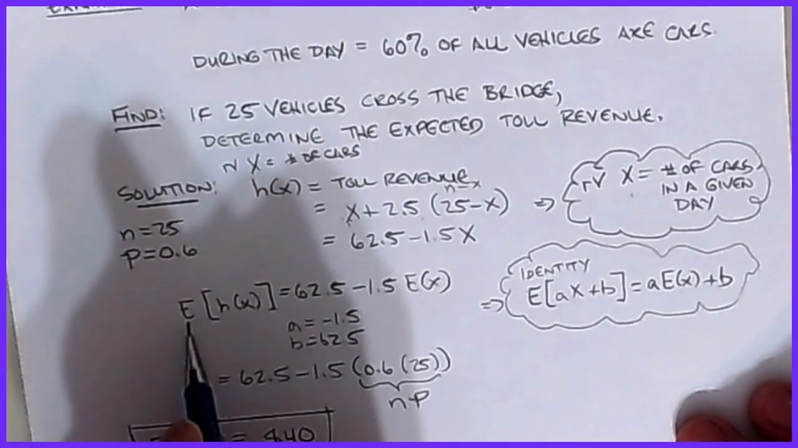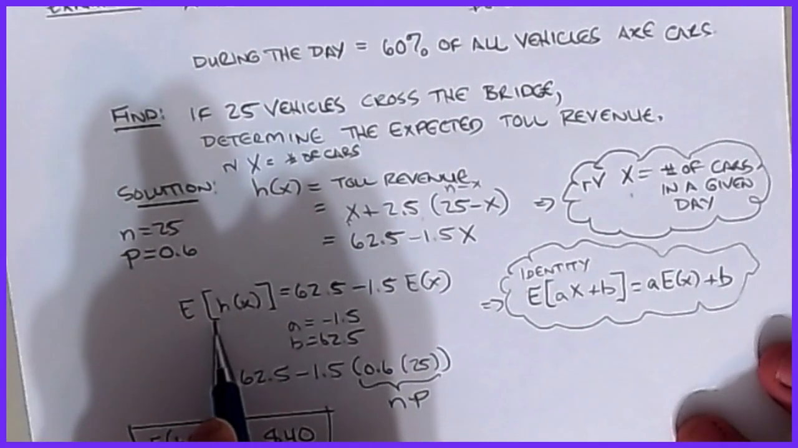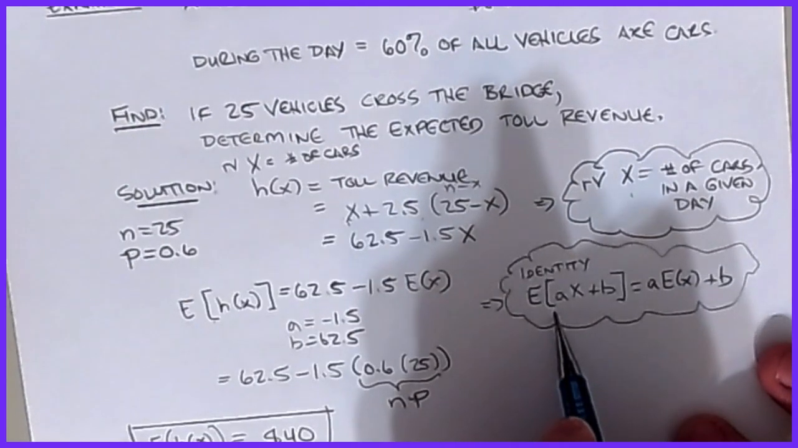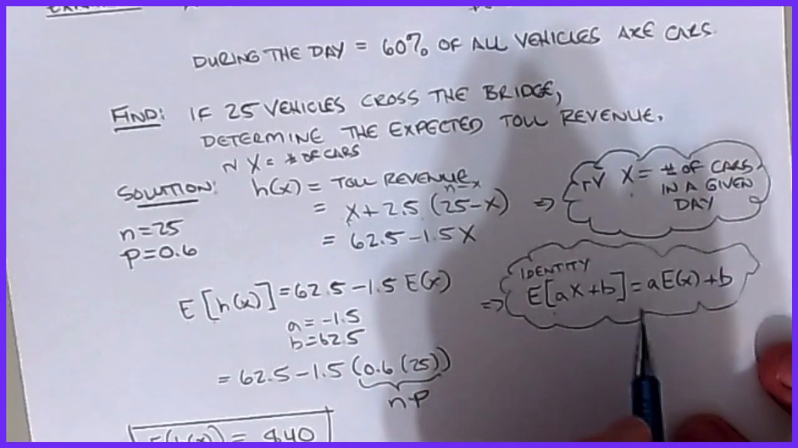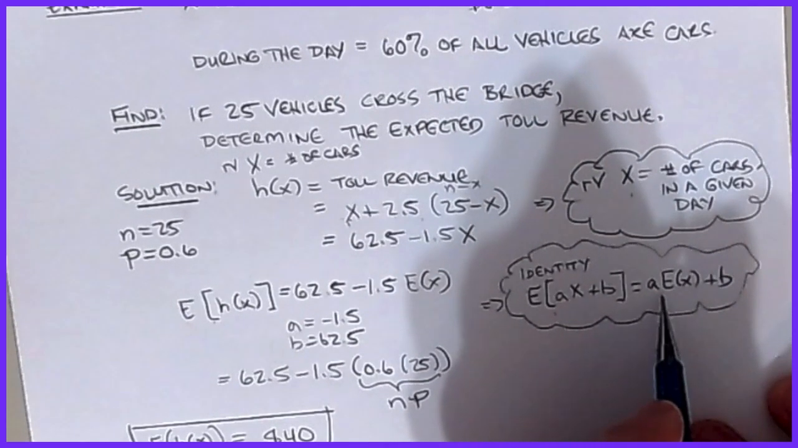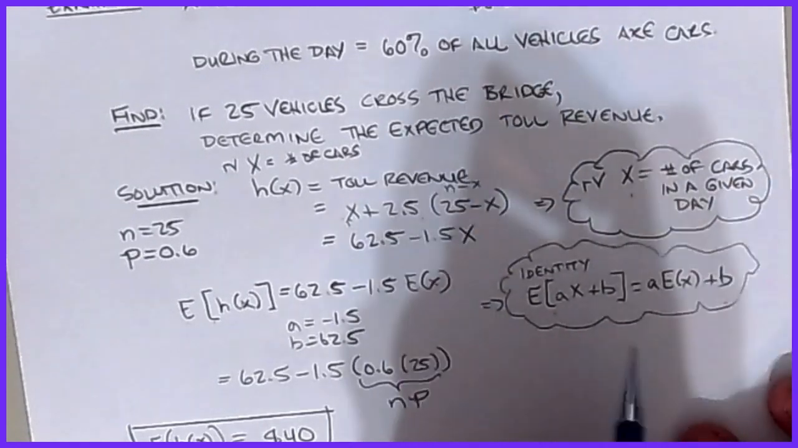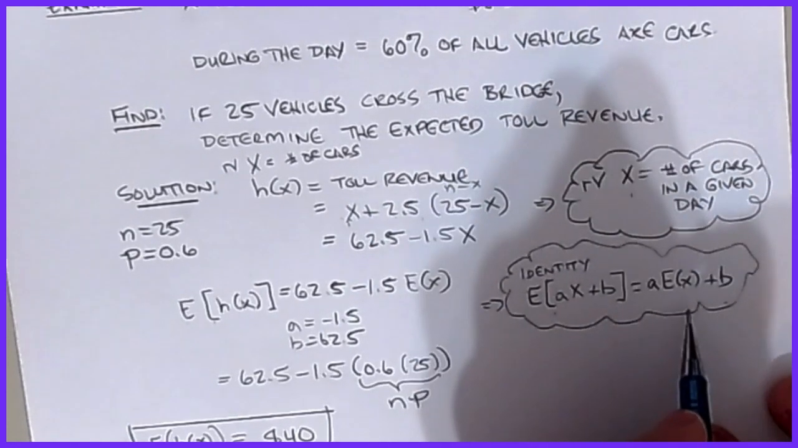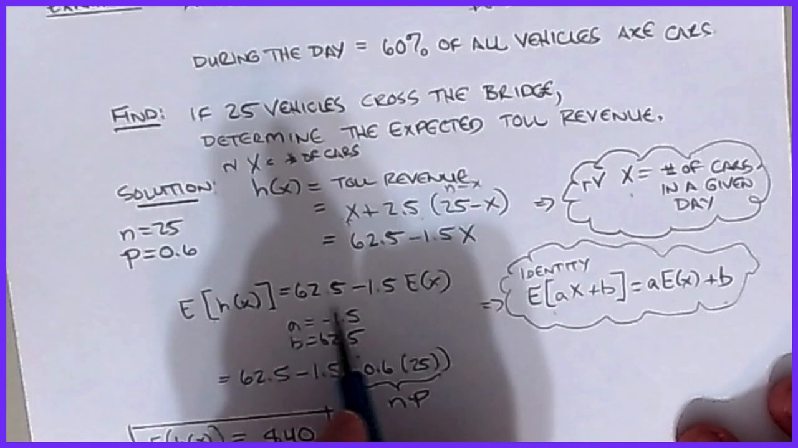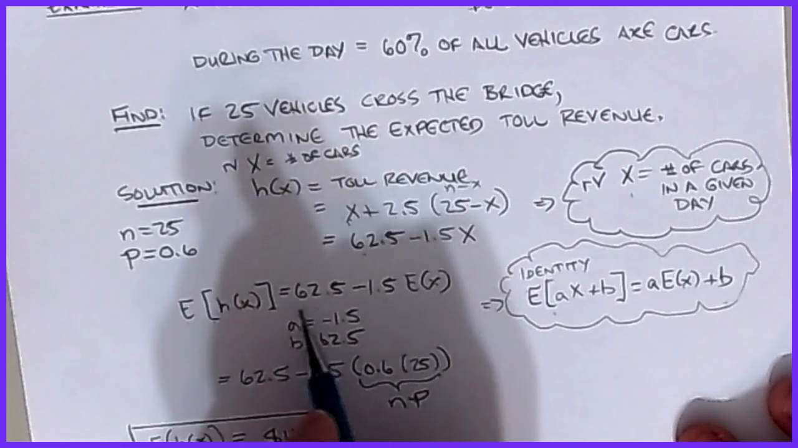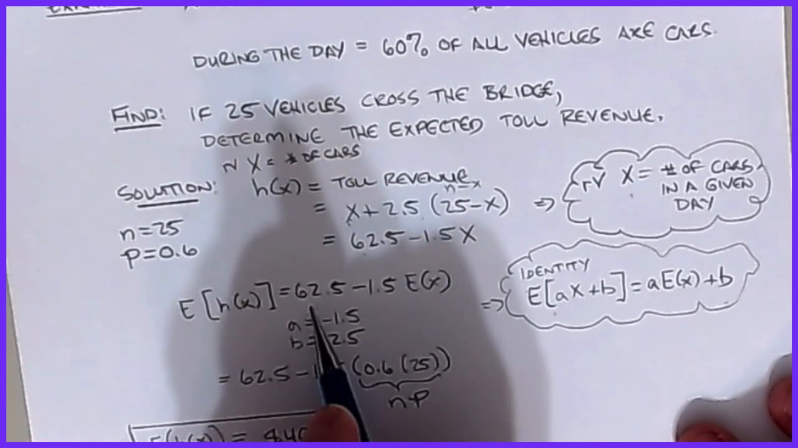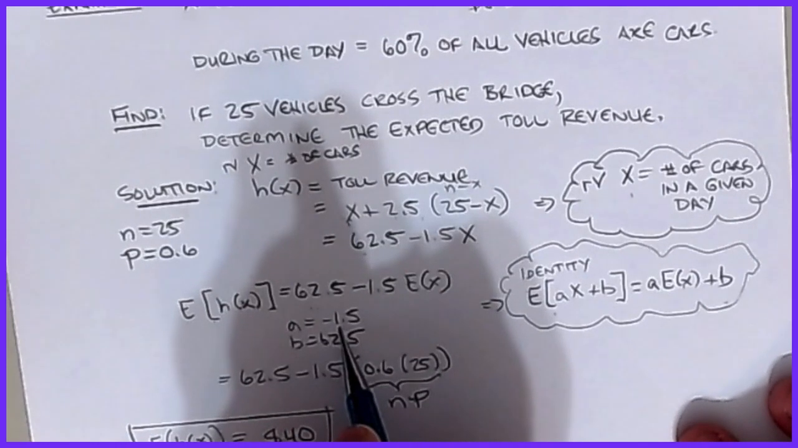All right, so if I do the expected value of that function, then we can use our a and b identities. It looks something like this: aX plus b, we said last time, that a times the expected value of X plus b will get me the expected value of this equation. So if I look at this function that we've derived, we can see that b is 62.5 and a is negative 1.5.